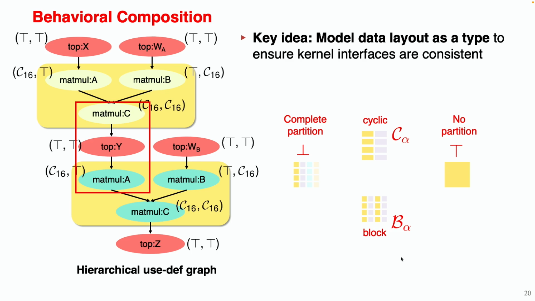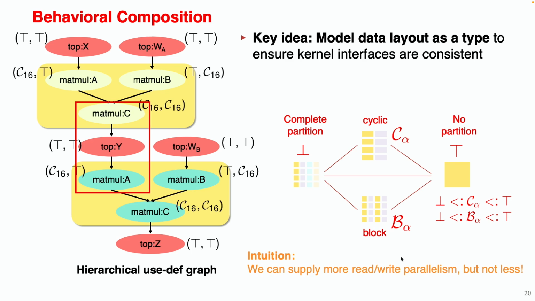And then we can construct a subtyping relation between these base types. We want to make sure we always provide more read or write parallelism for the variables so the kernels can always execute correctly. In this way, the data layout compatibility problem just becomes a type inference problem in this type system. And more importantly, we find this type system has a very good lattice structure. So this inference algorithm is very efficient and can converge in linear time.